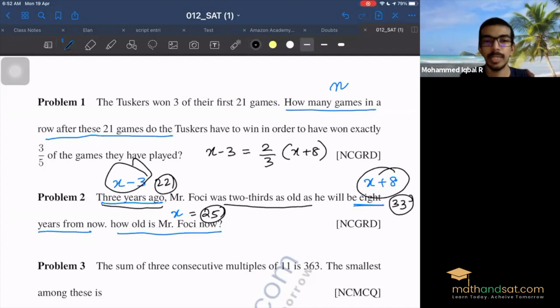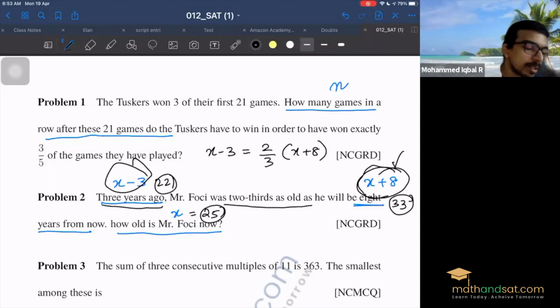That is point number one. And the second idea is, the smaller quantity is 2/3 of the bigger quantity. So this 1/3 difference corresponds to 11 years. So 1/3 of this quantity corresponds to 11 years. From that you can get that this quantity is nothing but 3 times 11, which is 33.